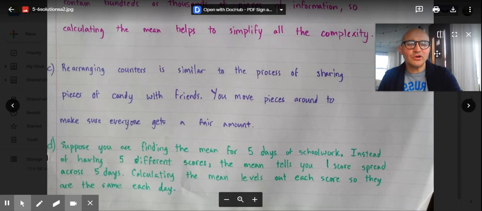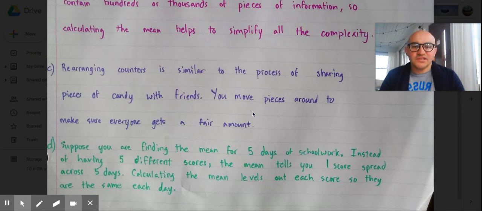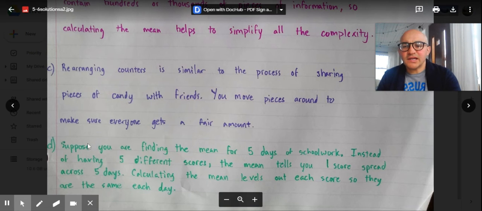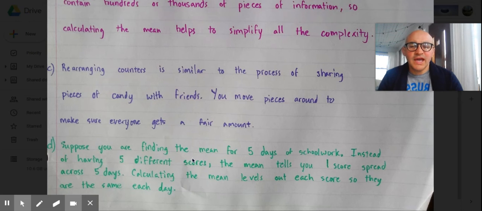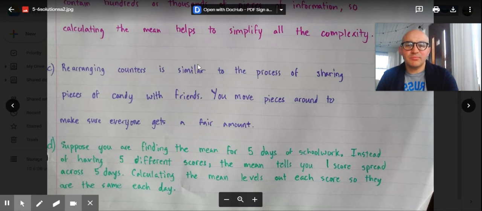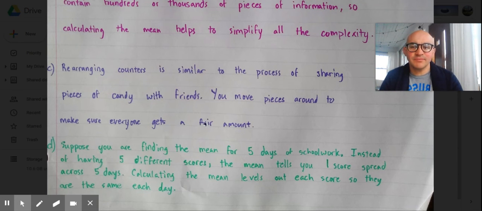Okay, and then part D asked us to discuss why calculating the mean is similar to leveling everything out. And so I kind of took the concept, we're finding the mean for 5 different days of schoolwork, and just like my problem up at the top of the page where it had all the scores for the basketball team, instead of having 5 different scores, the mean tells you one score, but it's like each day they scored the same amount.